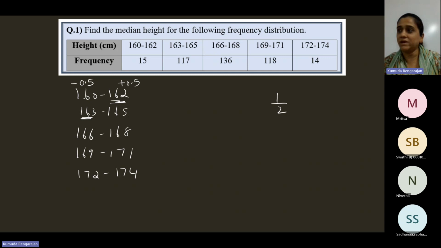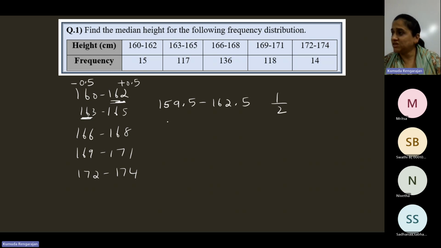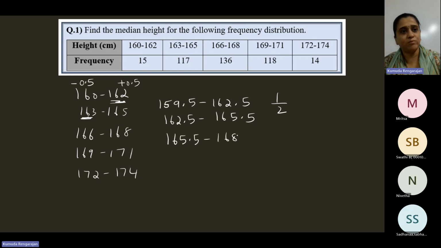So what happens when you subtract 0.5? So it'll be 159.5 to 162.5. Correct? Then 163 minus 0.5. So 162.5 to 165.5. Correct? Then 165.5 to 168.5. So like this, we make the class intervals continuous. What do we do? Take up any two consecutive class intervals. Subtract this and this. So you get 1.